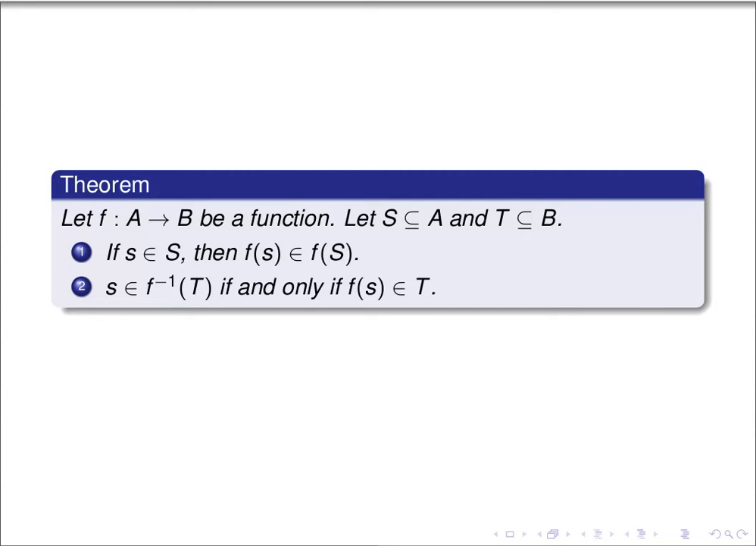Okay, the last theorem we want to prove has two parts. If f is a function from A to B, and S is a subset of A, and T is a subset of B, then first, if s is an element of S, then f(s) is an element of the image of S under f. And if s is an element of the preimage of T, then f(s) is an element of T. And in fact, that last one's if and only if. So s is an element of the preimage of T if and only if f(s) is an element of T.